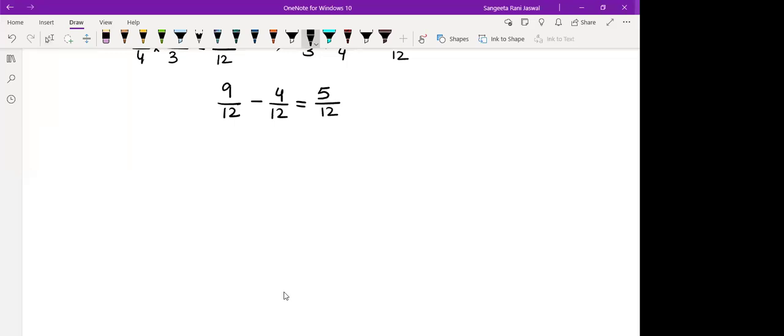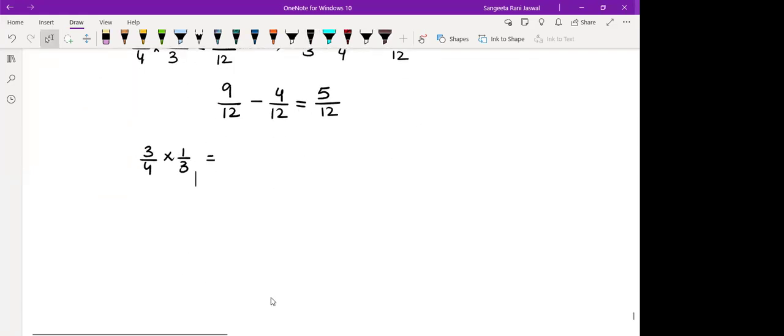Multiply, of course, you all know. Do you know? How do we multiply the fractions? Suppose I have the fraction, say 3 by 4, multiply 1 by 3. How will I do this?